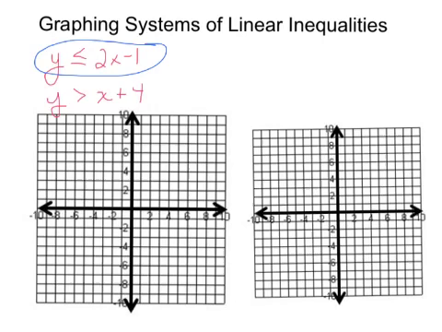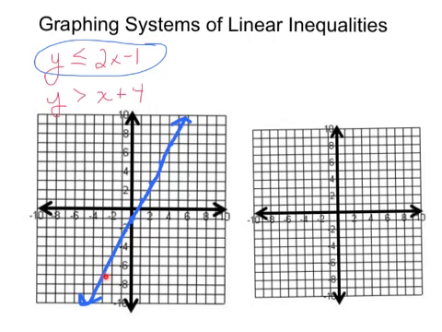Since my y-intercept is -1, put a point here. My slope is 2, so I'm going to go up 2 to the right 1, up 2 to the right 1, and again, then down 2 to the left 1, down 2 to the left 1, and I'm going to end up with a line looking something like this. Okay? Since it can equal, I'm going to draw a solid line.